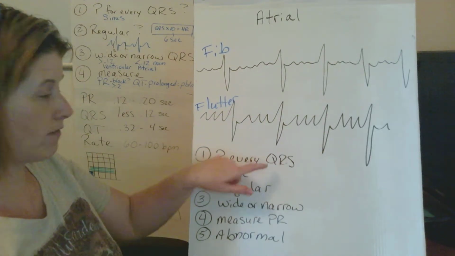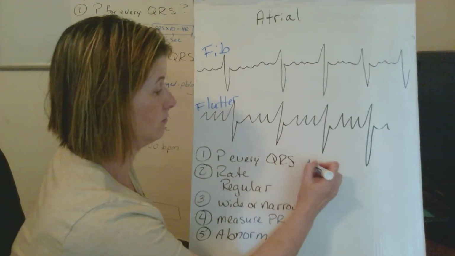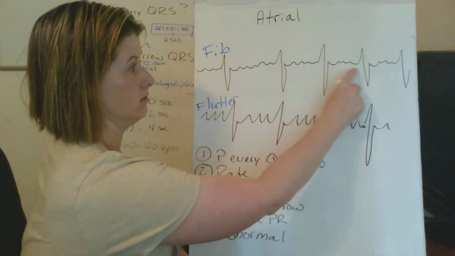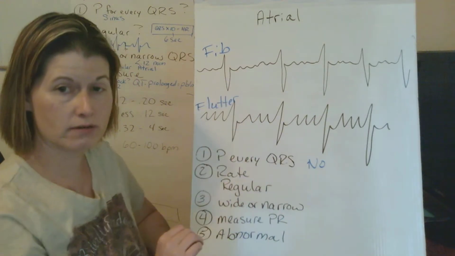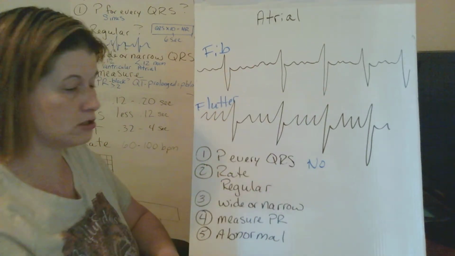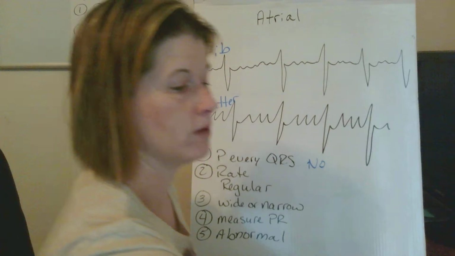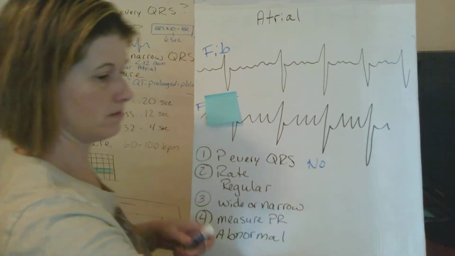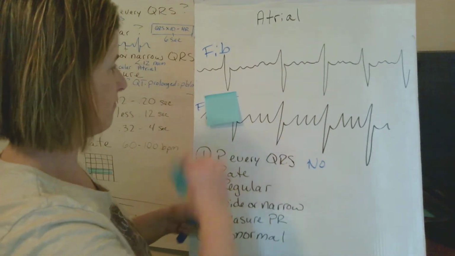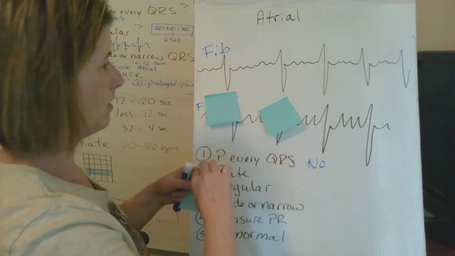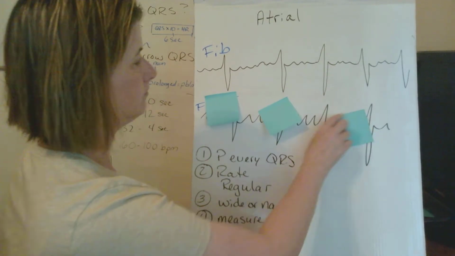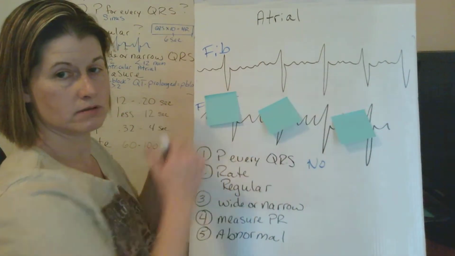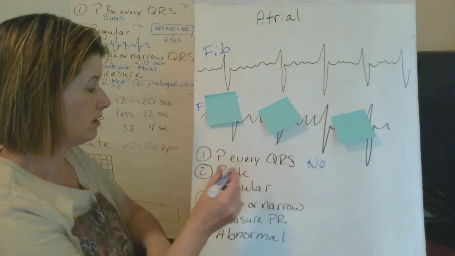Do we have a P for every QRS? No. We have a lot of P's. All of these are P's. Okay? They all look different in fibrillation. So we're just going to do fib right now. Okay? So I'll just cover this one up for now. Okay? So we have in fibrillation a lot of P waves with our QRSs.